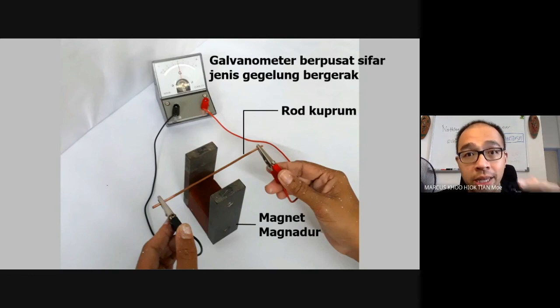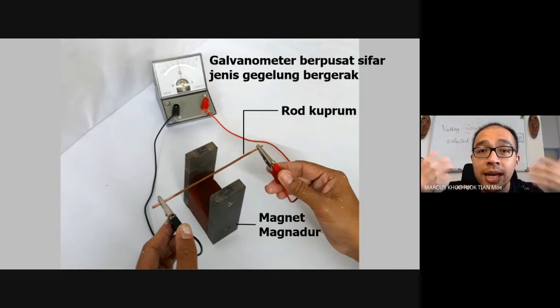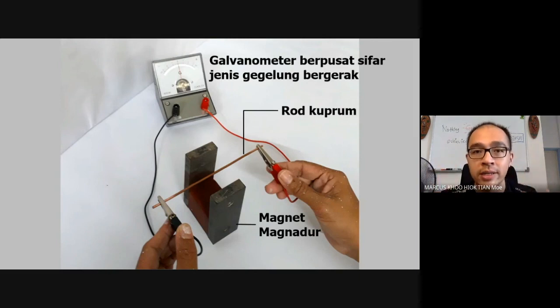Because after this, it's going to get very technical. After this, we're going to look at different laws. We're going to see how the direction of the current is determined. But in order for you to understand it, you need to understand how induced current is produced.